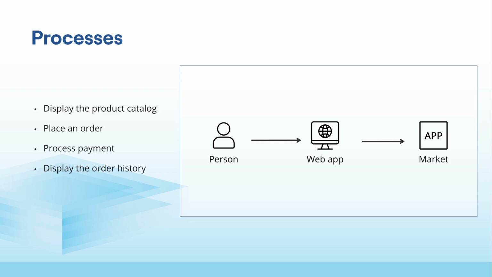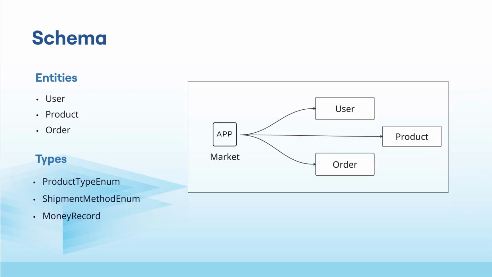Our next task is to create a list of business processes required to implement the user actions. For this example, we'll consider fairly generalized processes: display product catalog, create an order, process payment, display order history. Once we've listed the business processes, the next step, before describing them, is to define the entities and, if needed, custom data types, such as enums and records, used within these processes.